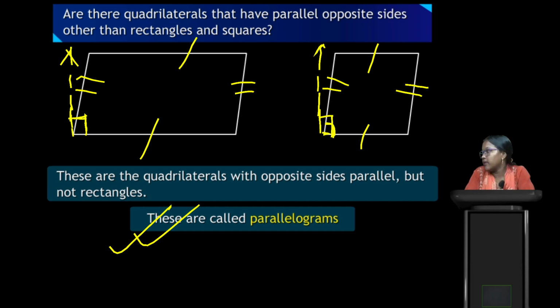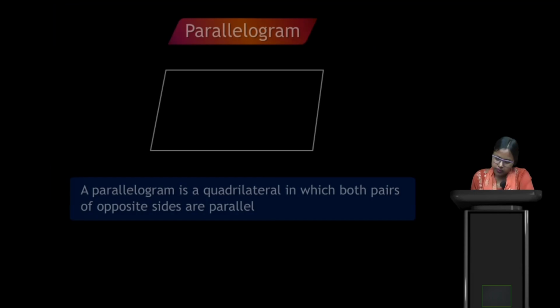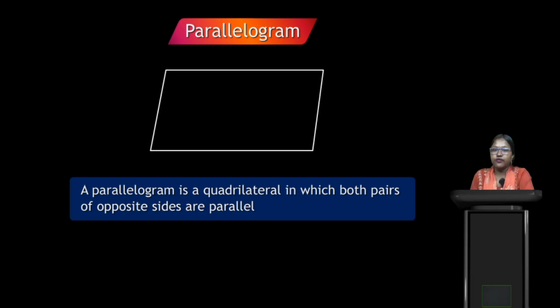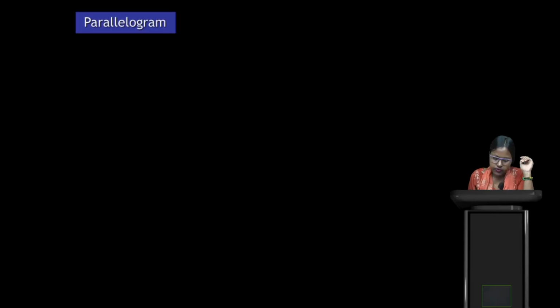So what is the name of this shape? These are called parallelograms. So let's define a parallelogram. A parallelogram is a quadrilateral in which both pairs of opposite sides are parallel. That means how can we define a parallelogram? A parallelogram is a quadrilateral in which both pairs of opposite sides are parallel to each other. So this is a parallelogram.